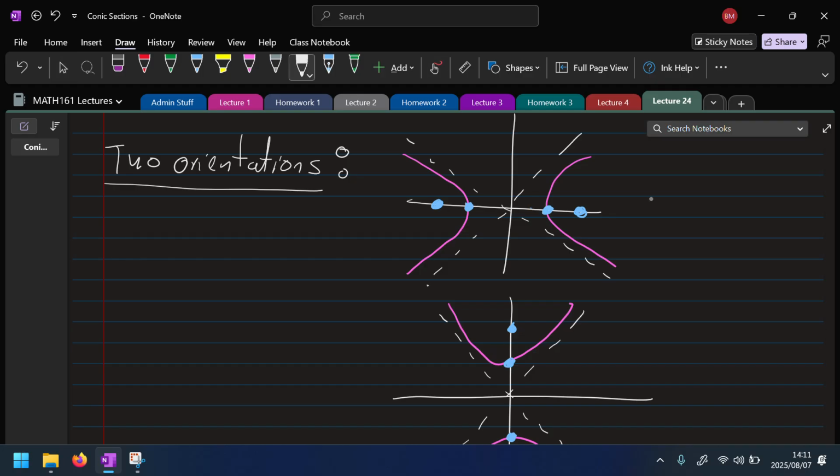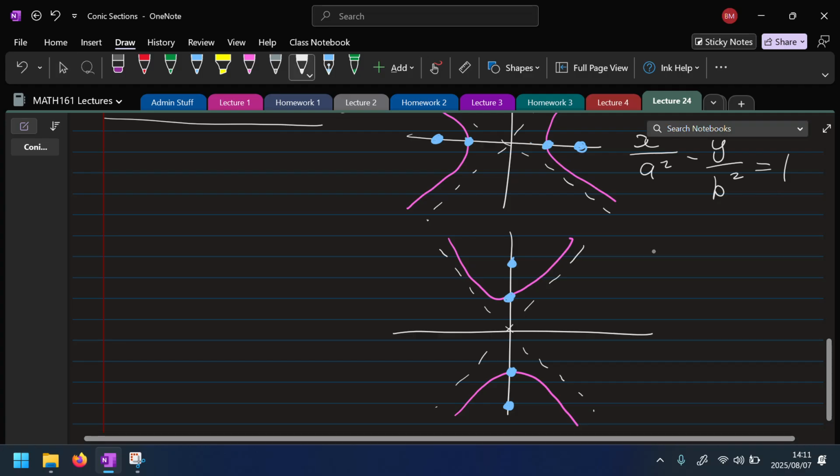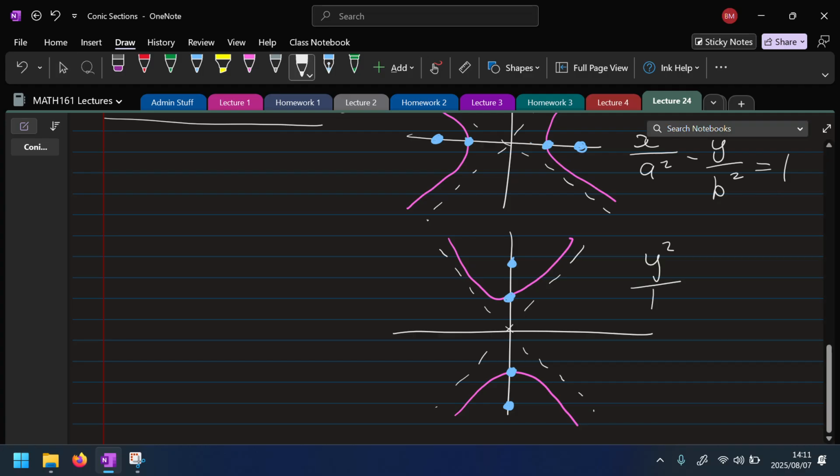And then just a reminder for the first one, that will be x squared over a squared minus y squared over b squared is 1. So the x part comes first, so it's going to be horizontal. And then in the second case, we have y squared over b squared minus x squared over a squared is 1. Now the y comes first, and so it's vertical. But you would have seen that in the homework.